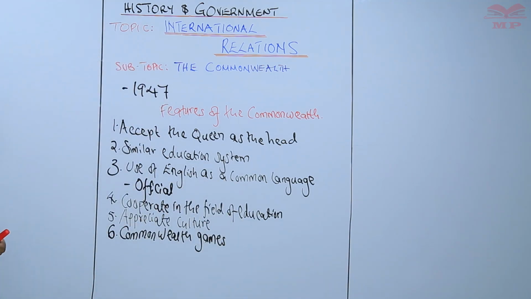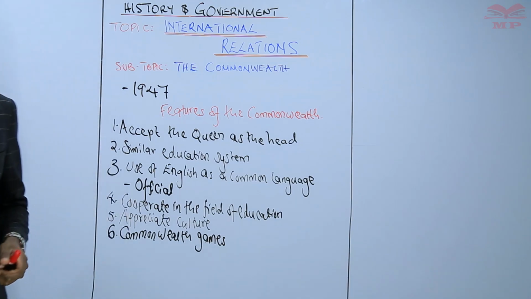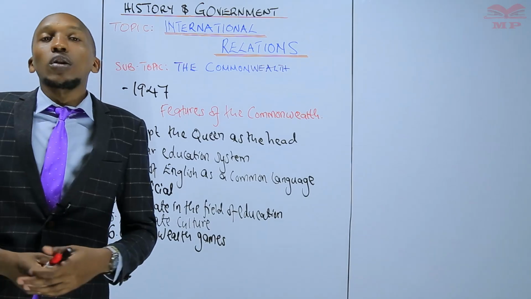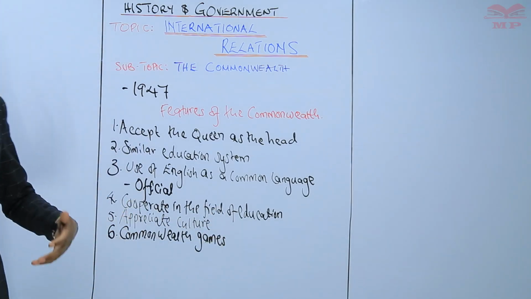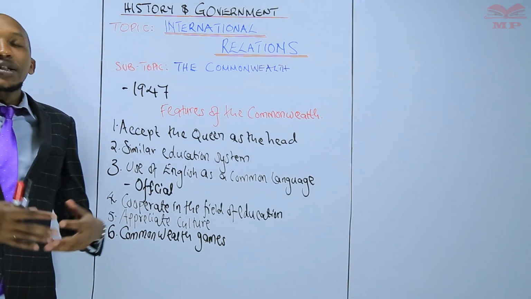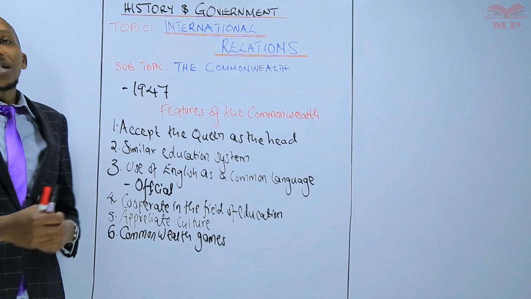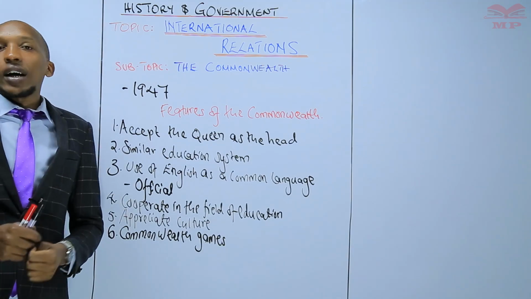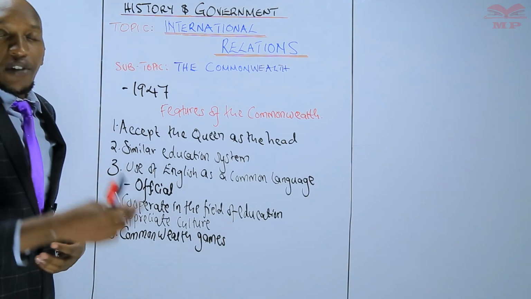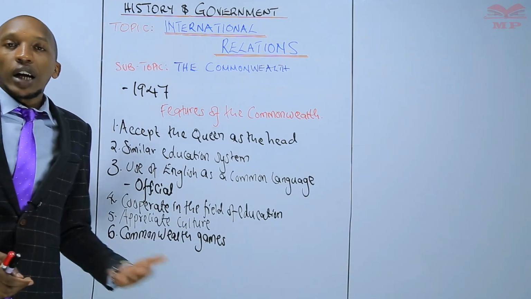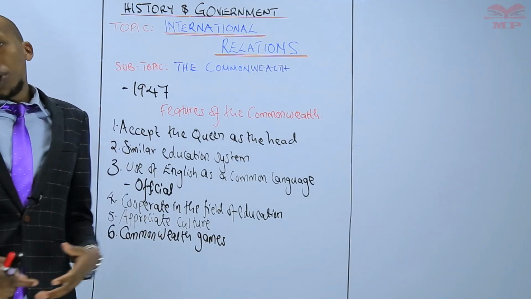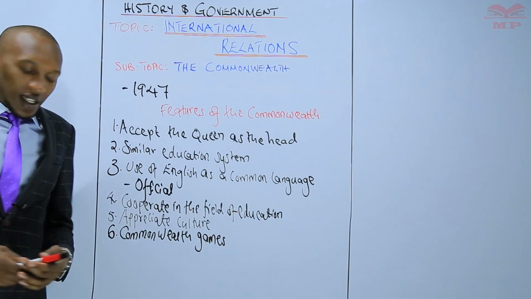Members participate in Commonwealth Games. There are games that are held regularly involving all the members of the Commonwealth. They come together and compete. There are athletics. There are all manner of games. These encourage interaction. As they compete against one another, countries are able to learn from one another. People are able to travel from one country to the other because the Commonwealth Games are held in different nations. So this allows the members to interact.